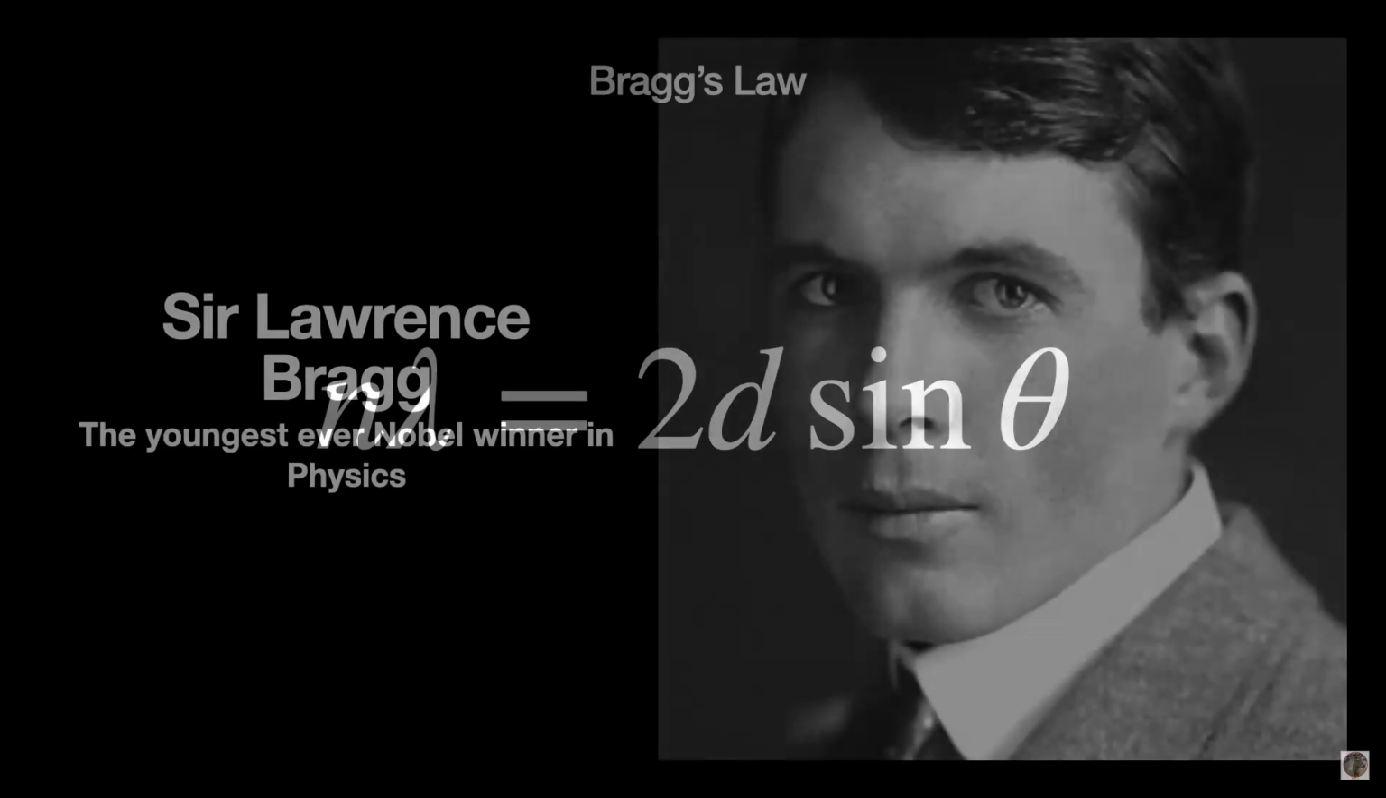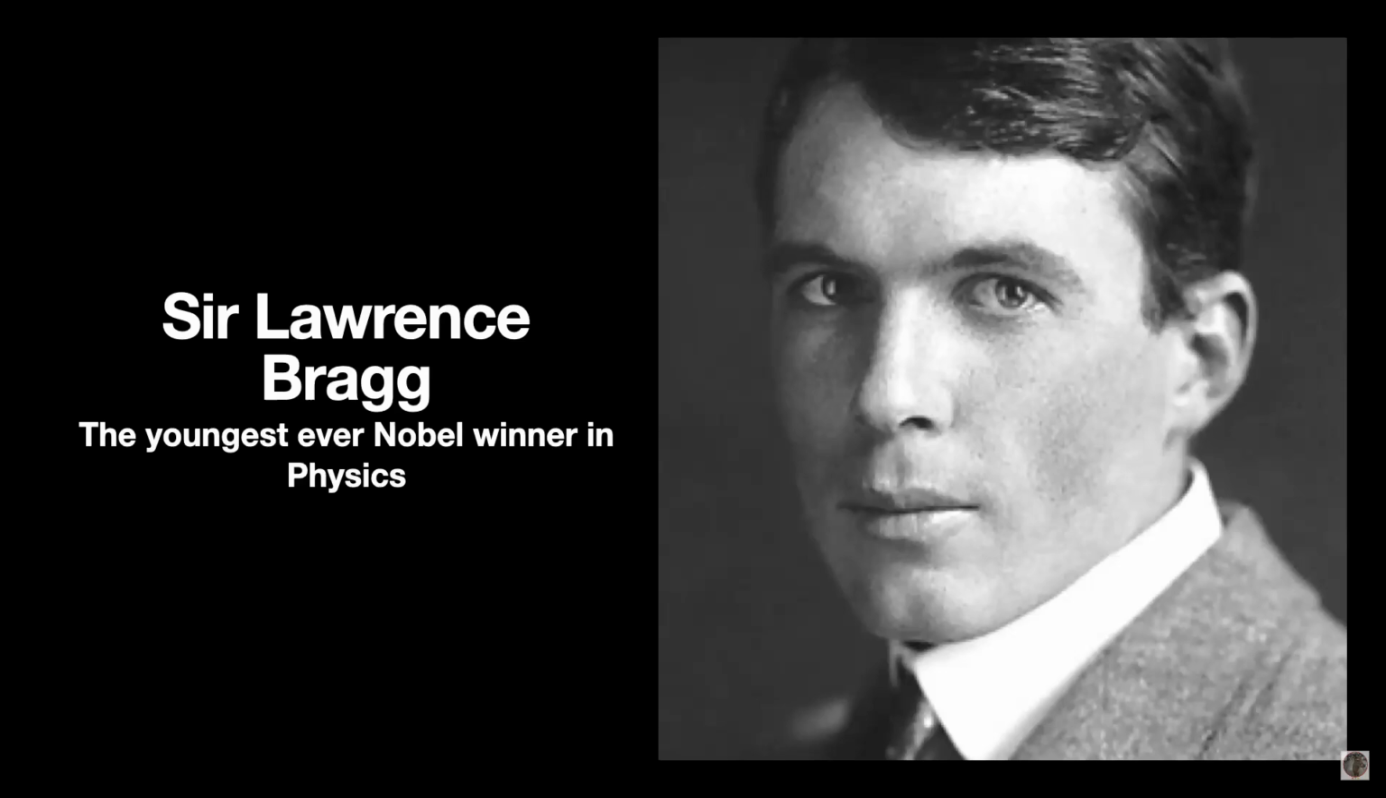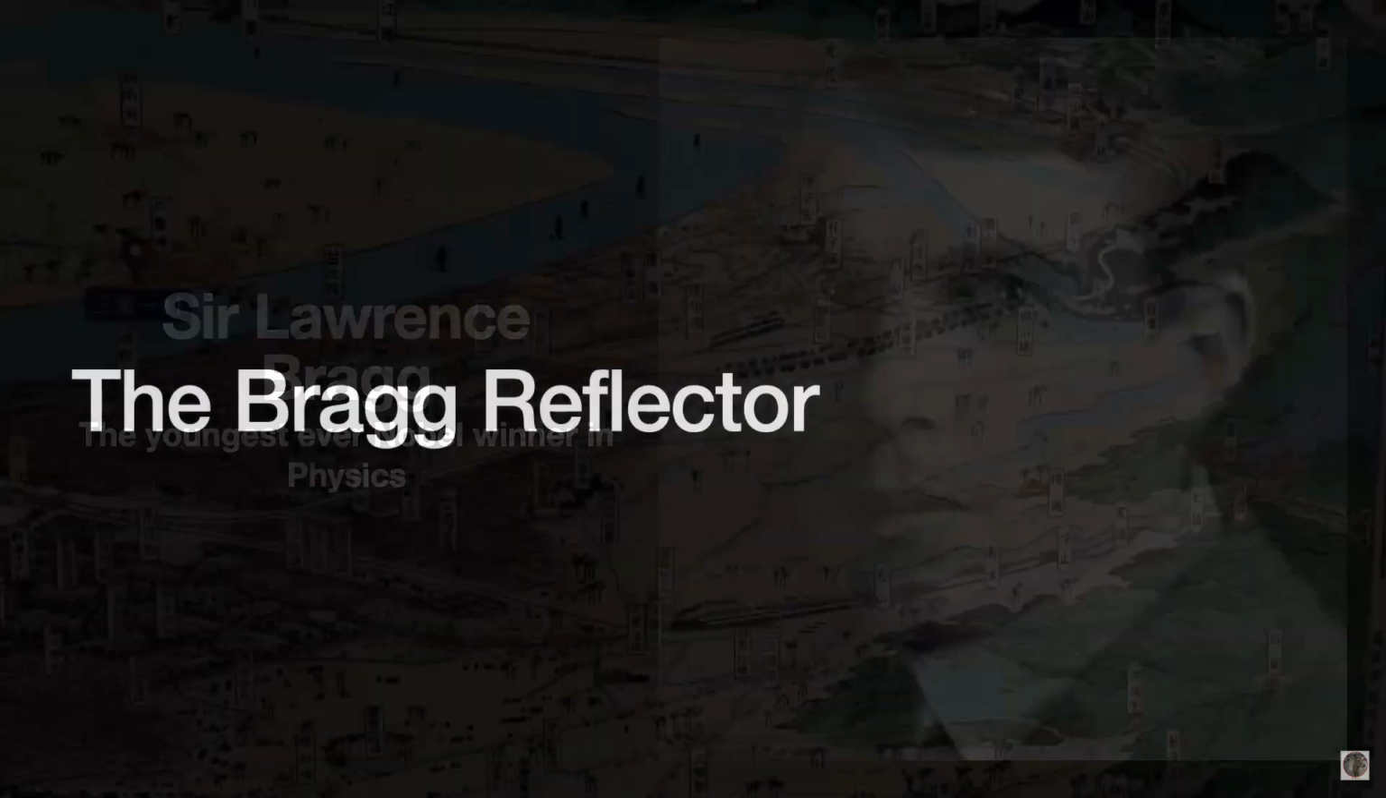The Braggs' work eventually won the duo the Nobel Prize in Physics in 1915. The younger Bragg was then just 25 years old, making him the youngest Nobel winner in physics, a record that still stands today. So let me introduce the Bragg reflector.